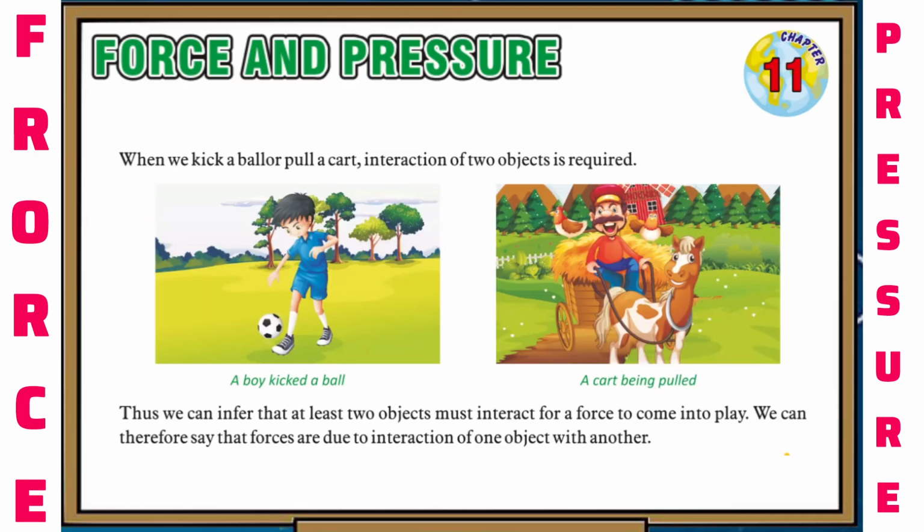When we kick a ball or pull a cart, interaction of two objects is required. So here you can see the picture, a boy kicked the ball, and in the second picture you can see a cart being pulled. Thus, we can infer that at least two objects must interact for a force to come into play. We can therefore say that forces are due to interaction of one object with another.